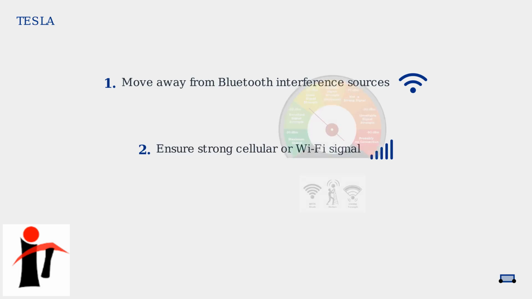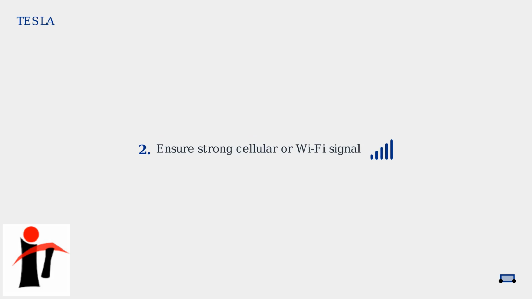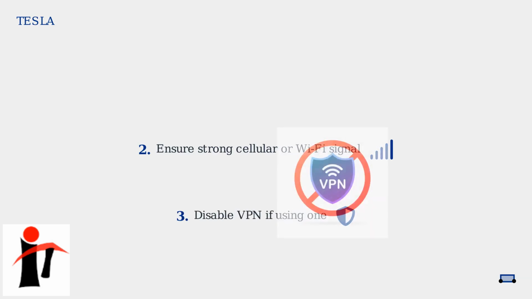Bluetooth interference from other devices like smart home gadgets can disrupt the connection. Move away from potential sources of interference to improve pairing. Poor cellular coverage or weak Wi-Fi can affect the app's ability to connect. Check your phone's signal strength and move to an area with better coverage if needed. If you're using a VPN, it can sometimes interfere with the Bluetooth connection. Temporarily disable your VPN to see if that resolves the issue.